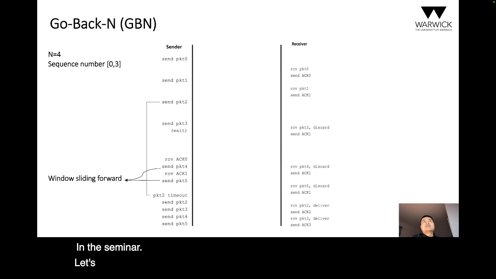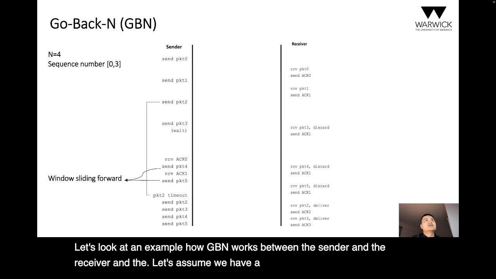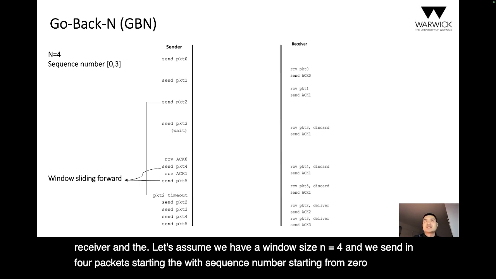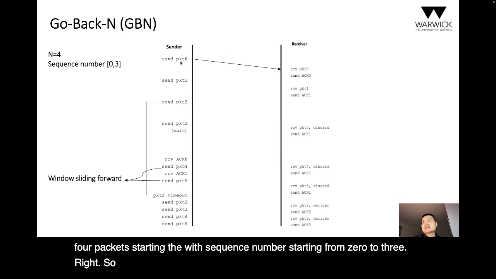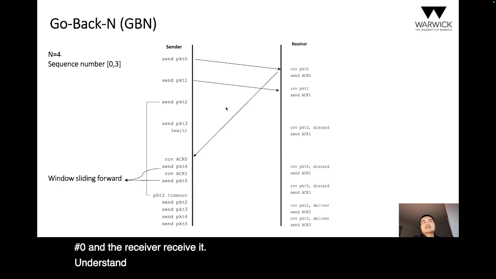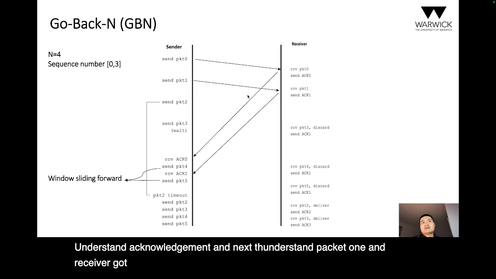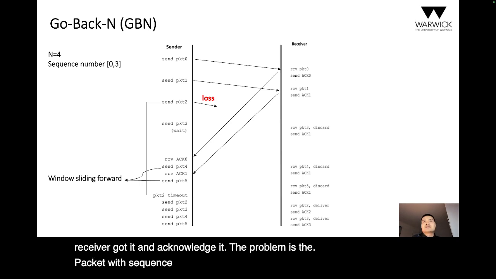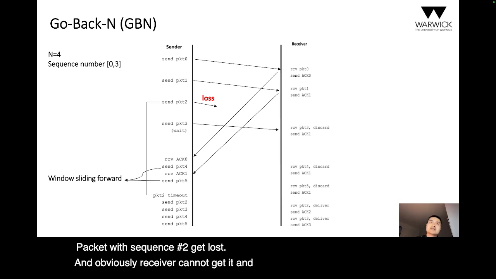Let's look at an example of how GBN works between the sender and the receiver. Let's assume we have a window size N equals 4, and we are sending packets with sequence numbers from 0 to 3. At the beginning, the sender sends a packet with sequence number 0, and the receiver receives it and sends an acknowledgement. Next, the sender sends packet 1, and the receiver gets it and acknowledges it. Now, the problem is that packet 2 got lost, and obviously the receiver cannot get it, and the sender keeps forwarding, sending the next packet and waiting.